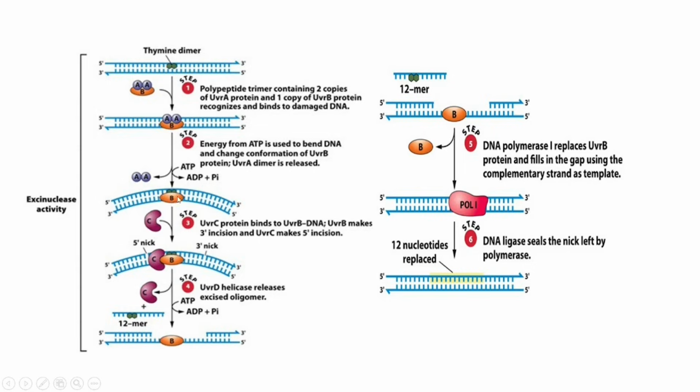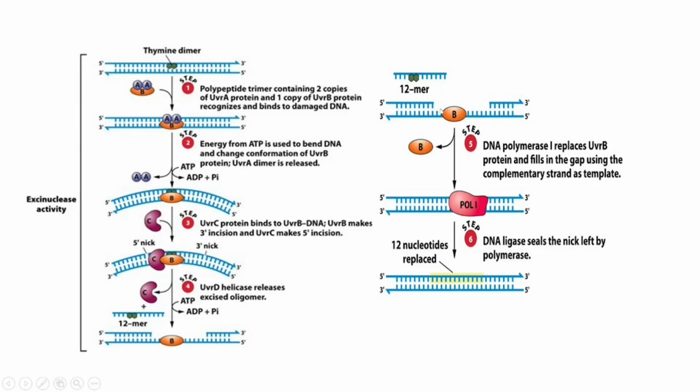At this point, a strong bond is formed between UvrB and the DNA, and the dissociation of UvrA here triggers the binding of UvrC. UvrB brings about a 3' NEC and UvrC brings about a 5' NEC. The binding of UvrC is weak, and as a result, it dissociates from the site, and UvrD, which is a helicase, binds and causes the oligonucleotide to be released from here.